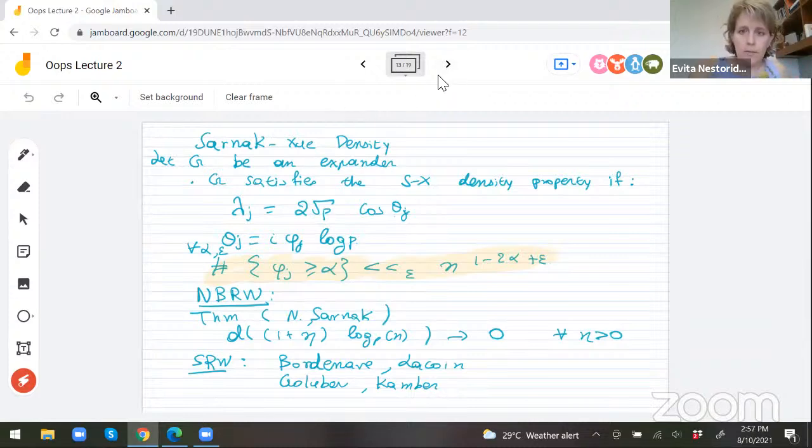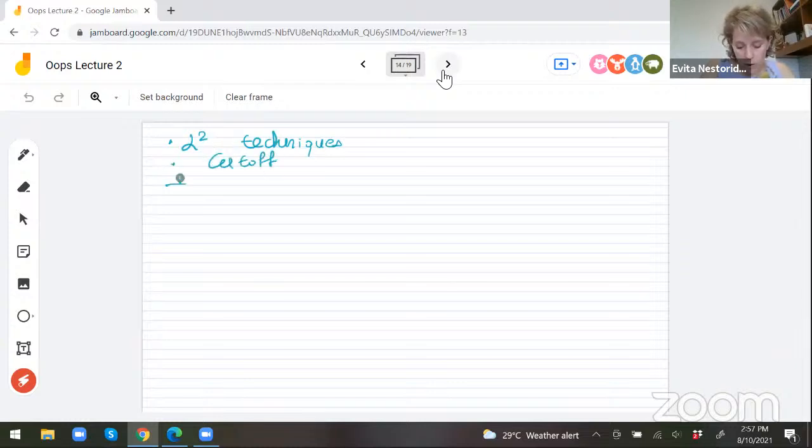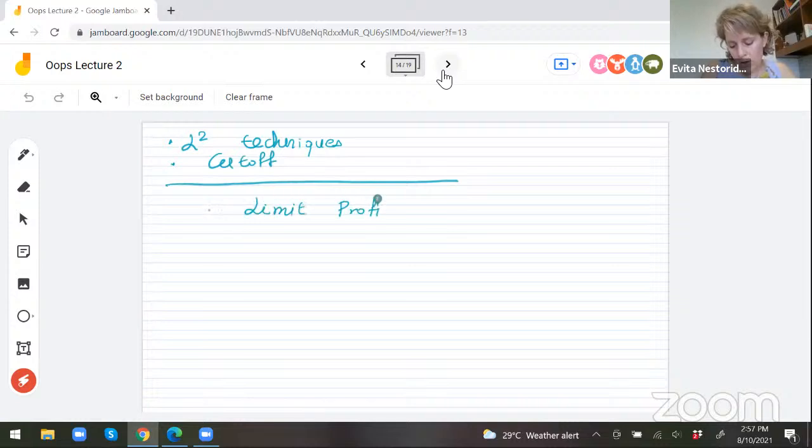So, just to recap, today we saw how the L2 techniques can be used for upper bounding the mixing time. We talked about cutoff. Tomorrow, I will be talking to you about limit profiles, which is very closely related to cutoff. It's a sharper type of result than cutoff, actually. And again, we will be using the spectral information to study this object. I'll stop here. Thank you very much for your attention.